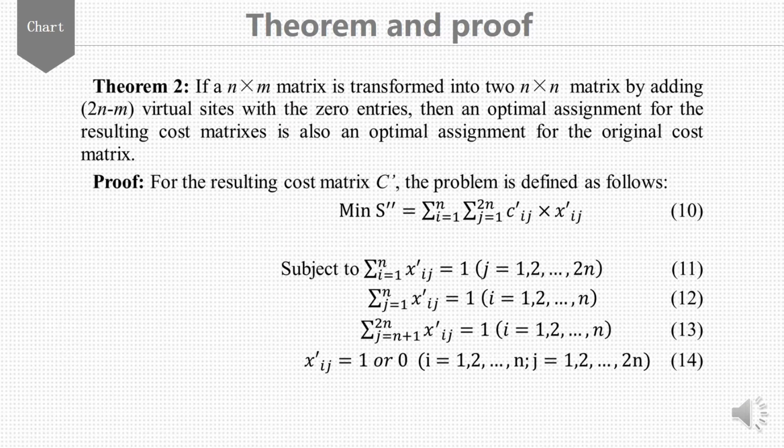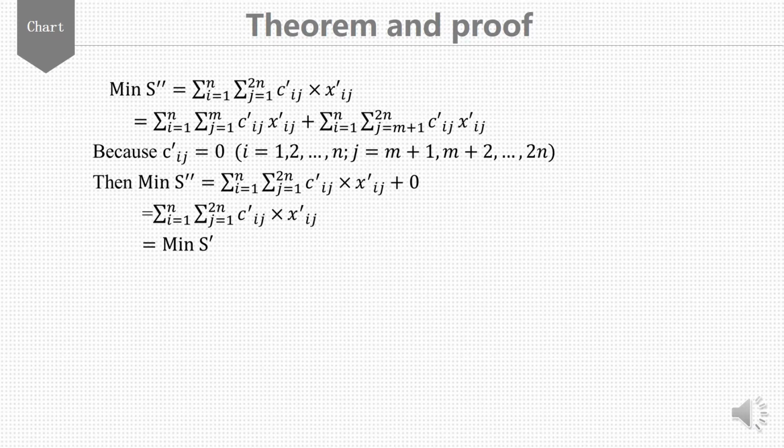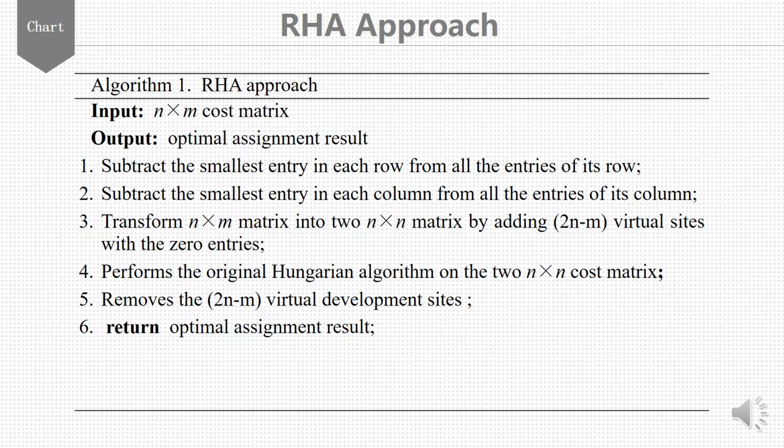Theorem 2. If an n multiplied by n matrix is transformed into a 2n multiplied by n matrix by adding virtual sets with 0 entries, then an optimal assignment for the resulting cost matrix is also an optimal assignment for the original cost matrix. Here is a proof to satisfy Theorem 2. The RHA approach found an optimal assignment according to a given n multiplied by n cost matrix.